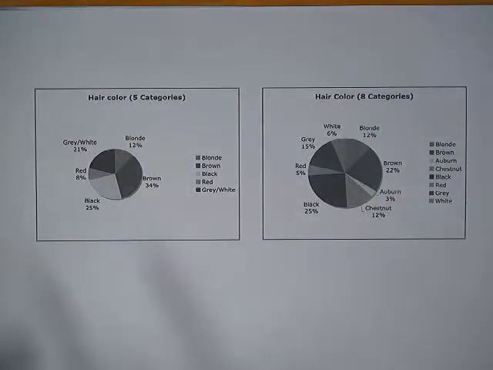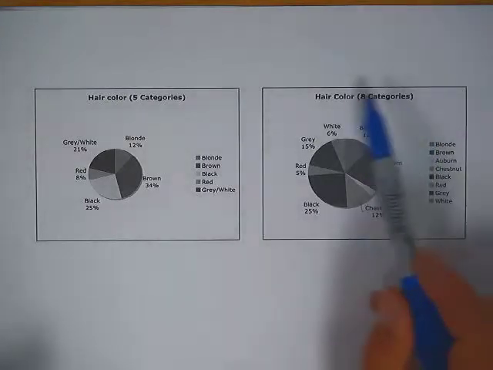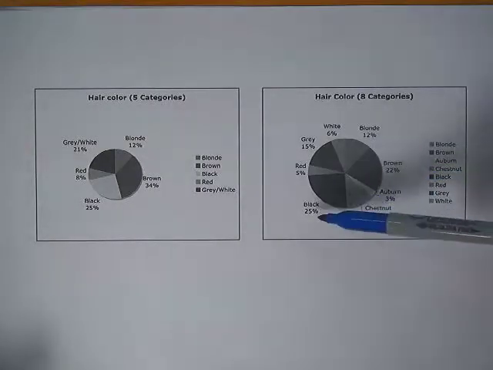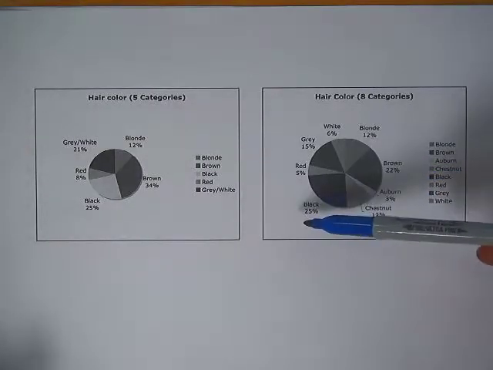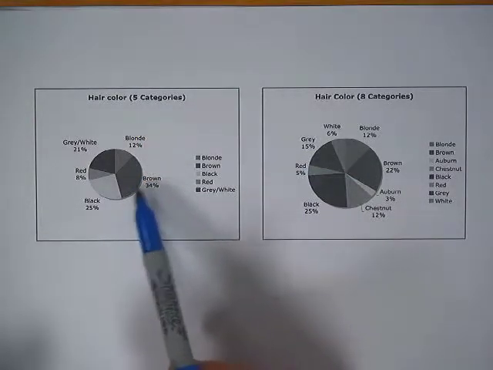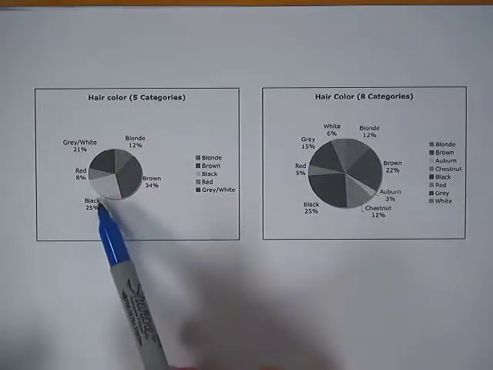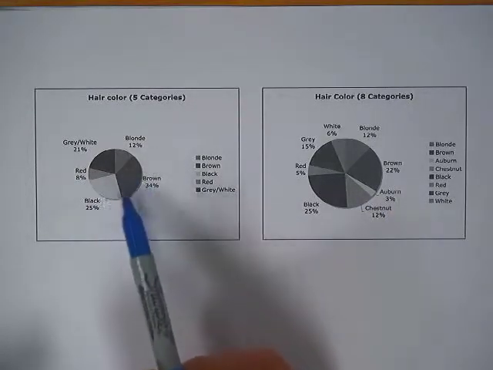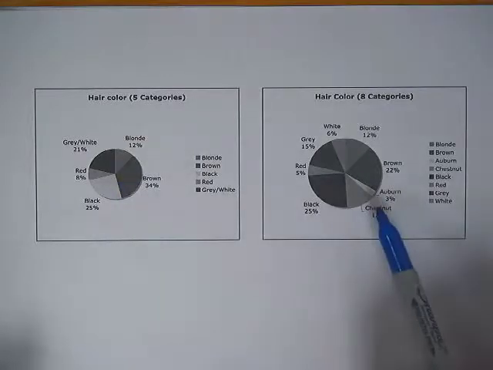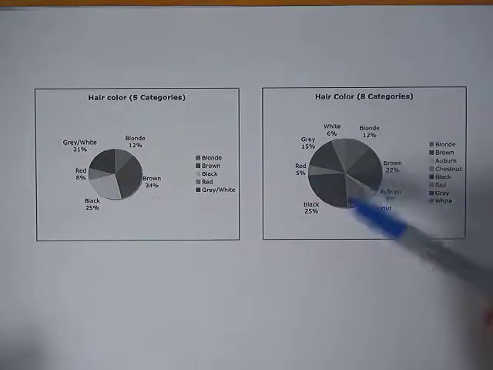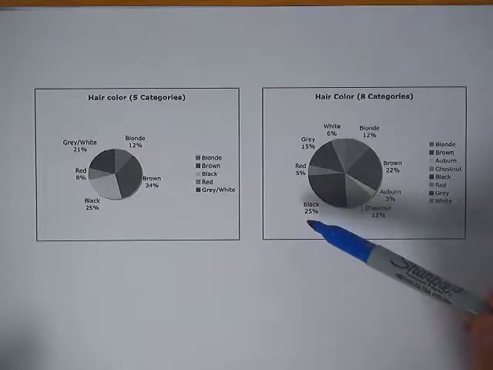And just a couple things to look at. If we go to the 8 category pie chart, we can see that the brown-haired people represented 22% here. Black hair represented 25%. Now if we go to only the 5 categories, we can see brown is now 34%, black stays at 25%. So we can see that here brown represents a large portion of the people, but when people are split up into more categories, notice now black is the most predominant hair color.